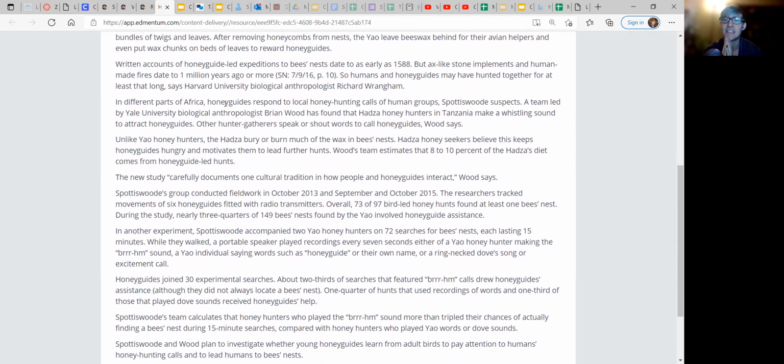But axe-like stone implements and human-made fires date to 1 million years ago or more. So humans and honeyguides may have hunted together for at least that long, says Harvard University biological anthropologist Richard Wrangham. In different parts of Africa, honeyguides respond to local honey-hunting calls of human groups, the researcher suspects. A team led by Yale University biological anthropologist Brian Wood has found that Hadza honey hunters in Tanzania make a whistling sound to attract honeyguides. Other hunter-gatherers speak or shout words to call honeyguides, Wood says.